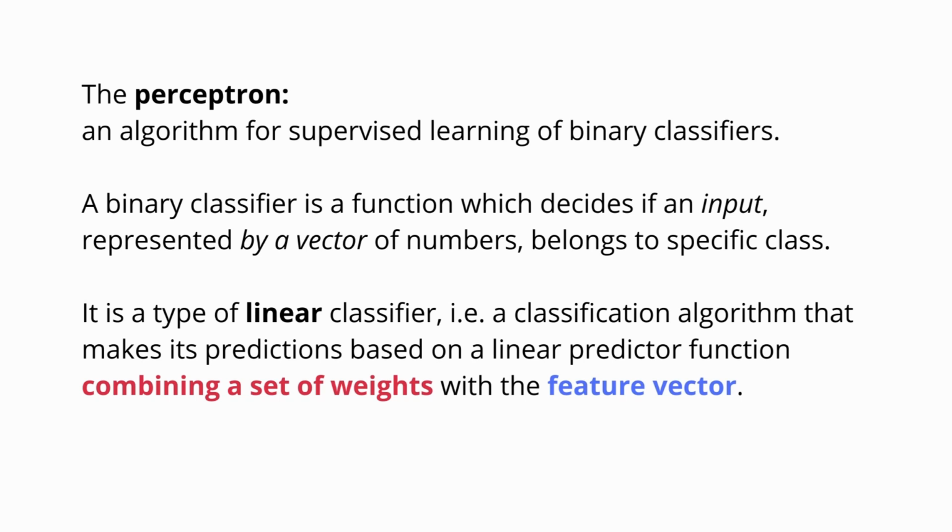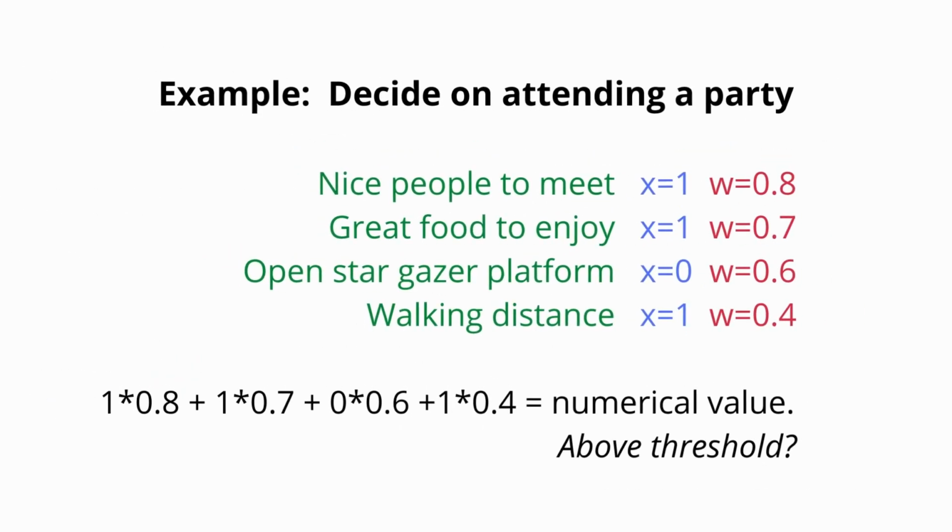So let's do an example. Let's do a human example, and then we do the mathematical interpretation of this. Imagine I want to attend a party. I'm thinking about it. What are my criteria? I might say, hey, there are nice people to meet, there's great food, maybe there's an open stargazer party afterwards, and it is within walking distance to my flat.